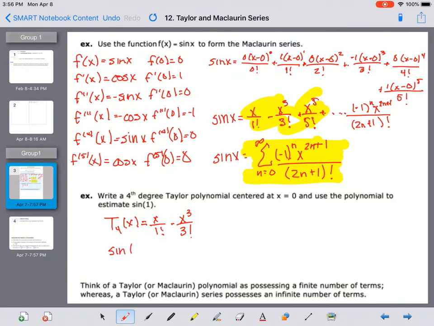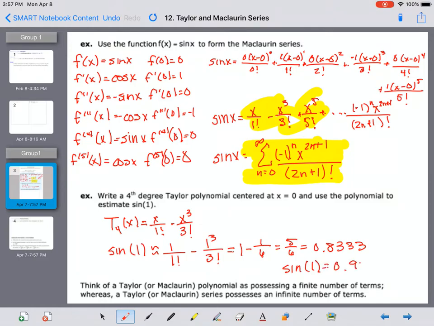So for sine of 1, we can use our Taylor polynomial to approximate, plugging in a 1. Like in class I said, we like these polynomials because they're easy to calculate. It's just 4 basic operations: add, subtract, multiply, and divide. So 1 over 1 factorial is just 1, minus 1 over 3 factorial, which is 1 over 6, so we get a total of 5 over 6, which is 0.8333. The actual value for sine of 1, I believe, is 0.9414. I think we checked in the calculator. So a little bit off.